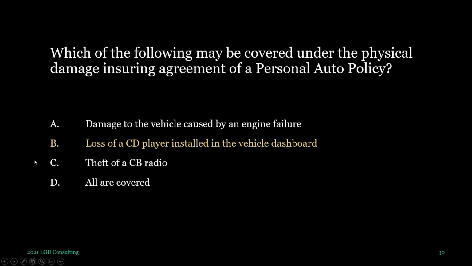CB radios are typically portable. They're more like handheld. It's not bolted, welded, attached to the vehicle like you normally think it would be, so that's not covered. If they put radar detection equipment, that will never be covered, okay? Because a radar detector, typically it's plugged in your cigarette lighter and just suction cupped to the windshield. And so that's not bolted to the vehicle, okay? And so it won't be covered. But yeah, if you install a CD player, that's covered because it's bolted, welded, nailed, attached to the vehicle.